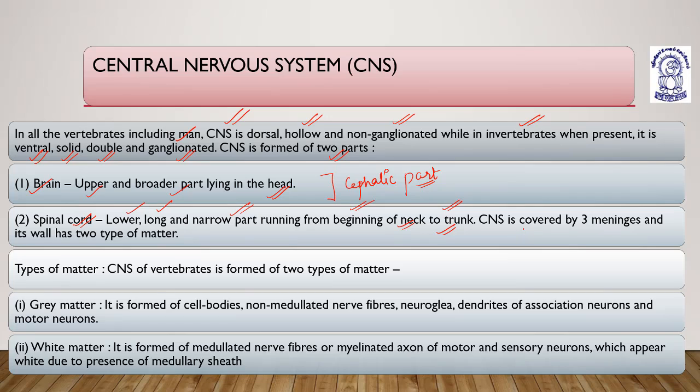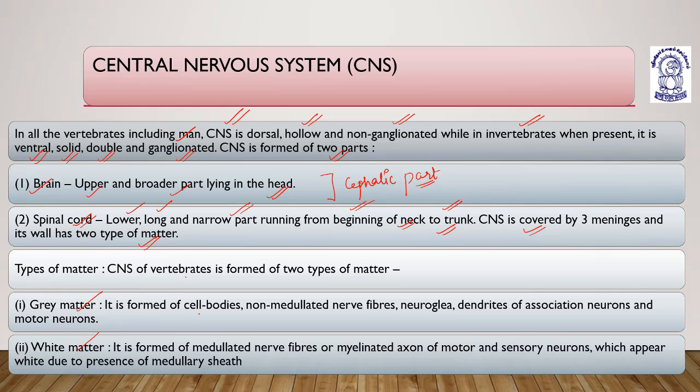CNS, the central nervous system, is covered by three membranous coverings known as meninges, and its wall has two types of matter. First is gray matter and the second one is white matter.